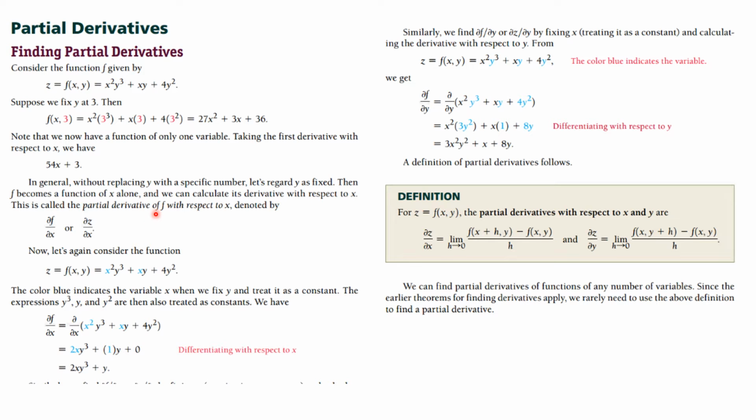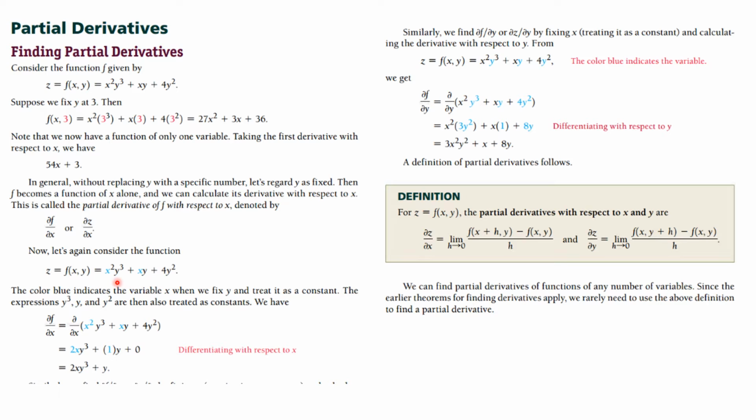This is called the partial derivative of f with respect to x, and is denoted by a different symbol. It is a script d over a script d. So it's partial of f with respect to x, or we could say it's the partial of z with respect to x. Now let's consider this function then, which is the same, but again we're saying y is a constant.